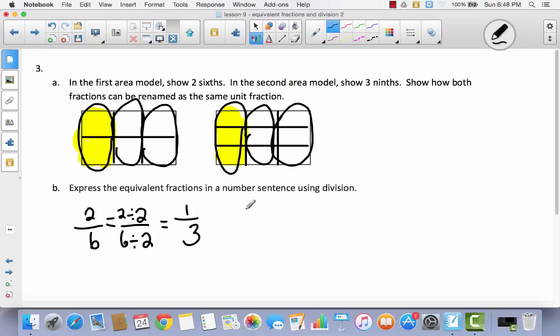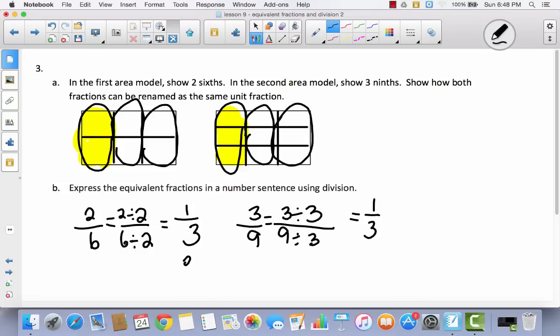Then I'm going to do 3/9 the same way. So I've got 3/9 is equal to 1/3. So let's decompose this using division. What would I divide 3 by to get to 1? I would divide 3 by 3, which equals 1, and 9 divided by 3 equals 3. So I've got 2/6 is equal to 1/3. I'm going to write that over here.